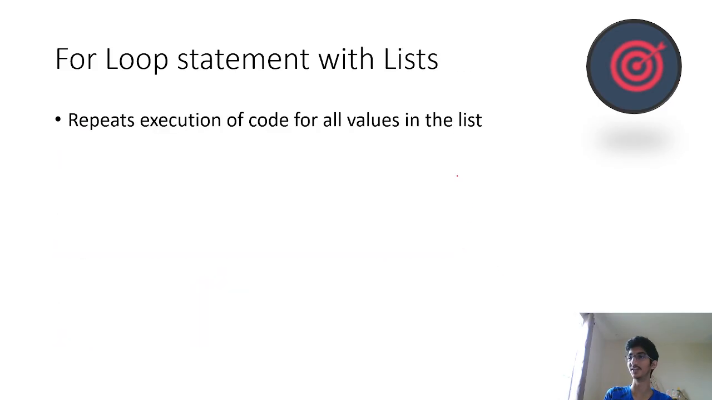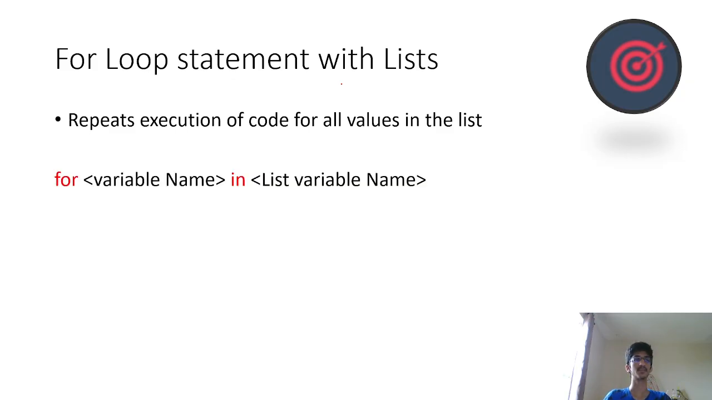As Ariz was talking about, this is for loops with lists, and it repeats the execution of the code for all of the values in the list, right? So what you would do in this case is have a for variable name in list. For example, if you had a list called my list, going back to the one from the recap, you would just do it like this, and let's say your variable name was x. Then x would refer to the first element in the list, then the second one, and then the third one, and so on and so forth. So that's how it would work.